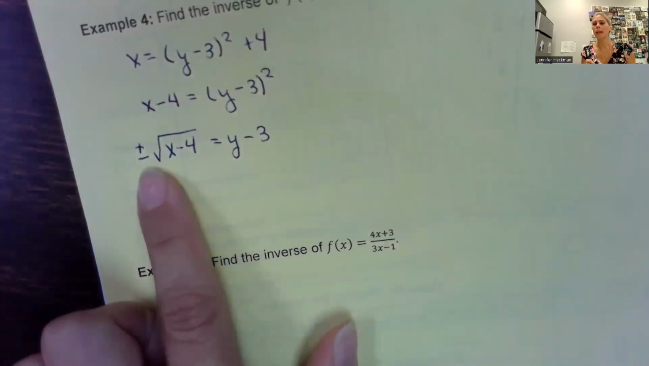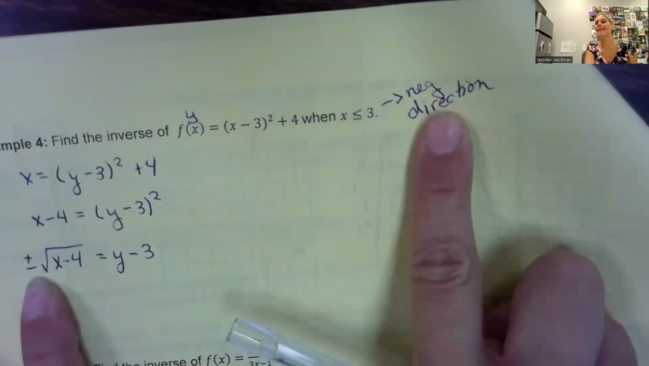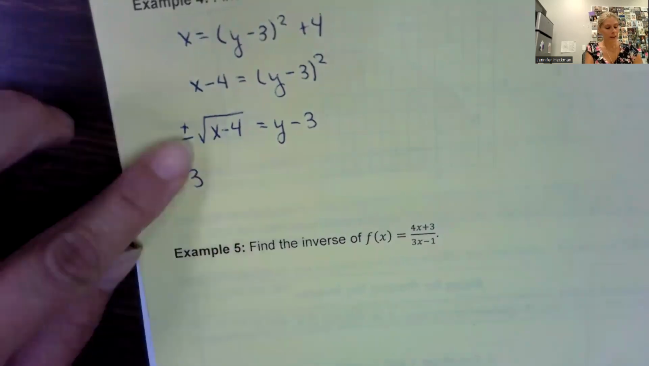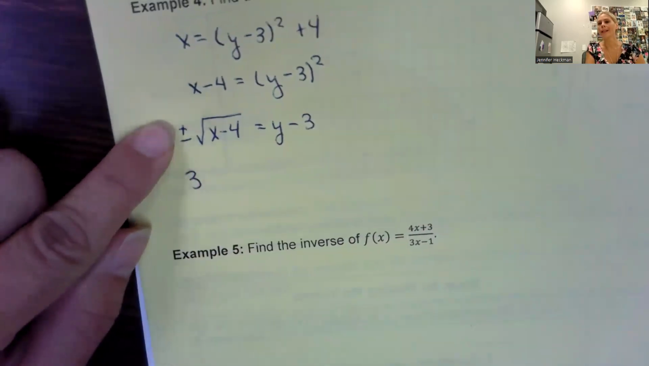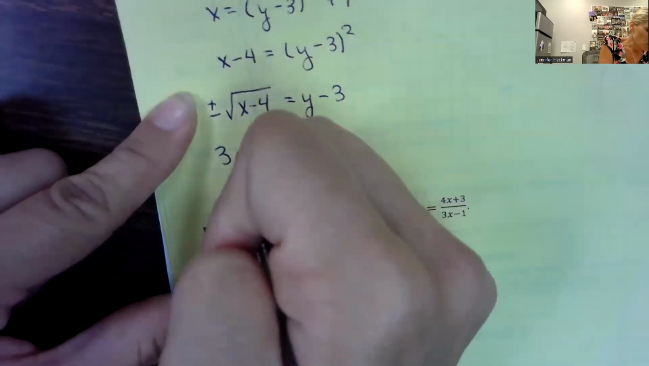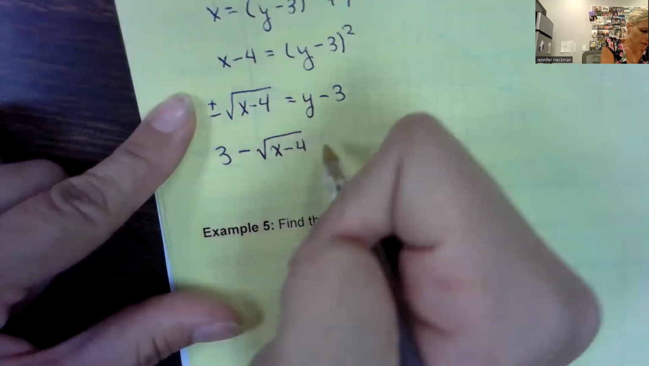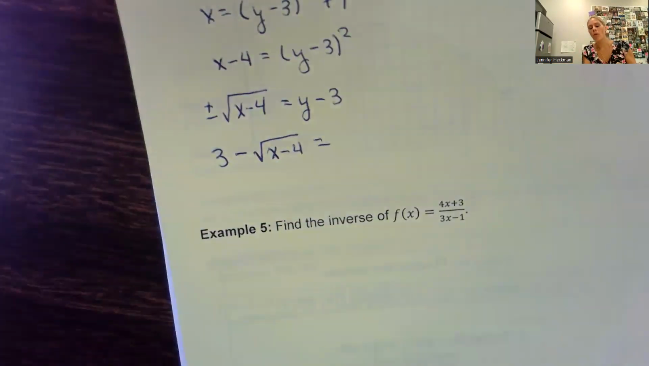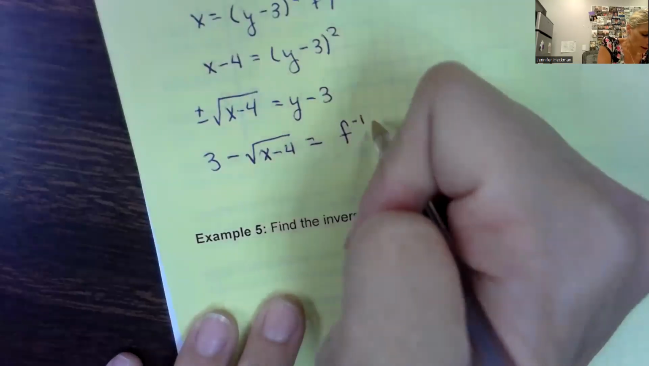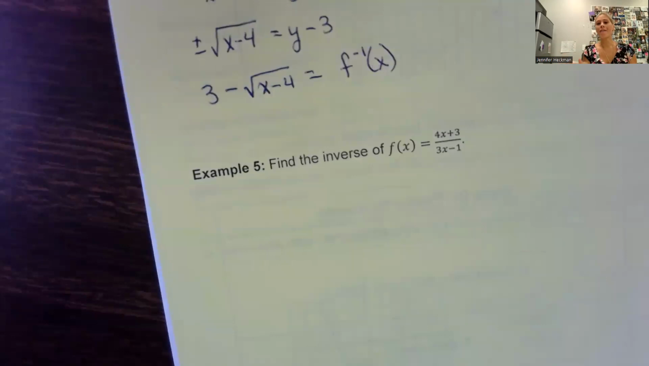Now, originally we have this plus or minus here, but what kind of answers do we want? We want it to go in the negative direction, which means we need to subtract, not add. So this is where both of the answers would come in, but we only need one. So according to this domain restriction, we need to be to the left, which is subtraction. Okay. And then, of course, instead of writing y, what are we going to do? We're going to write f inverse. Awesome.